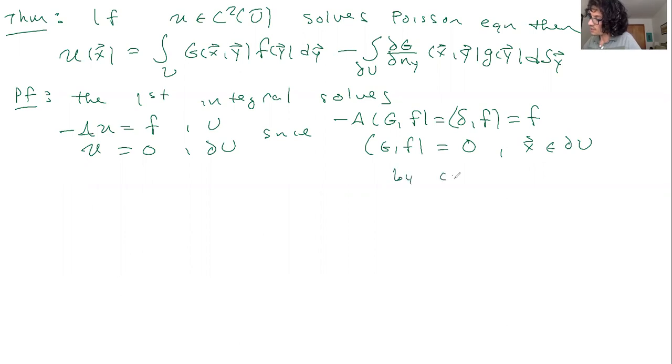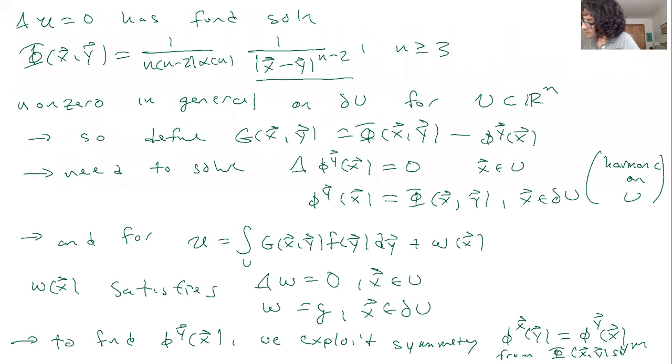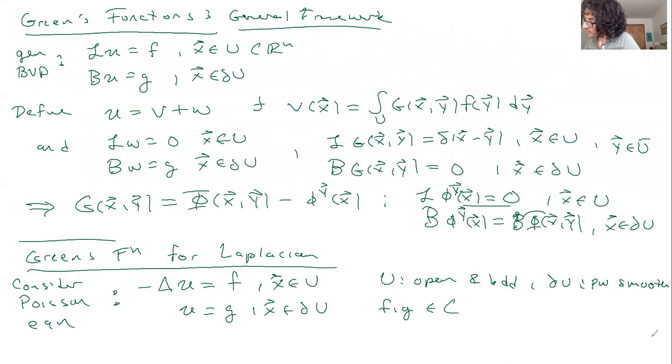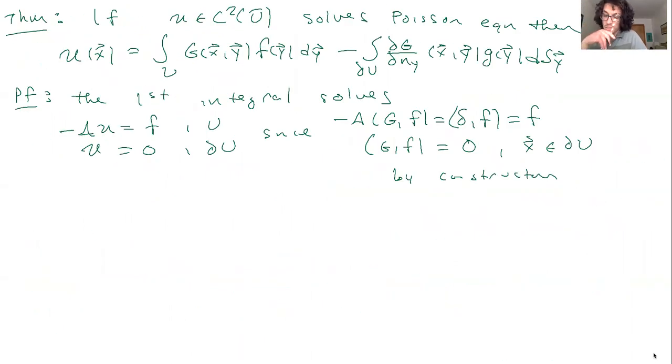Essentially by construction, right? Because we wanted the boundary term here to vanish, right? So we'll just have a 0 times f, okay? So we'll satisfy our boundary condition there, okay? What about the second integral? The second integral is the one that we have to work on. But this is the correction term that we get to account for our inhomogeneous boundary, okay?